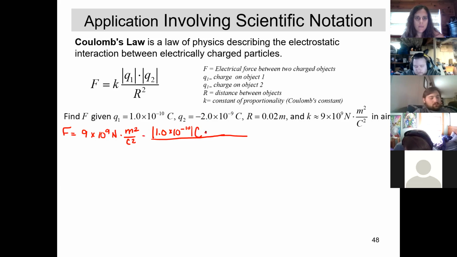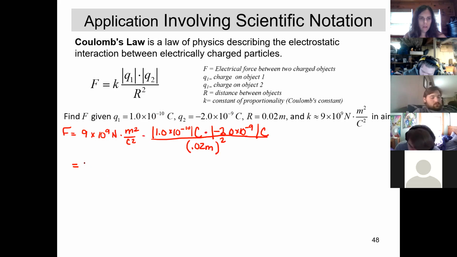And then times, we have negative 2.0 times 10 to the negative 9 C. All right, this number is negative. We will make it positive before we multiply. And then r squared, so 0.02 m for r, so meters squared.